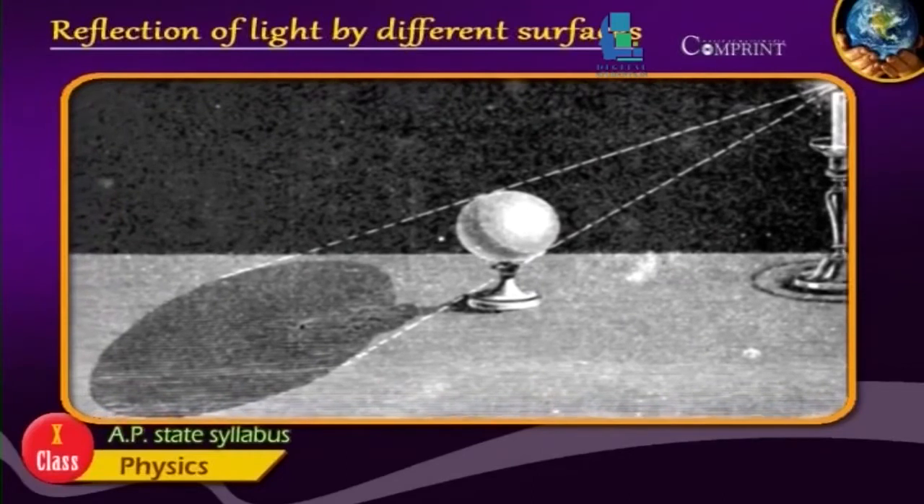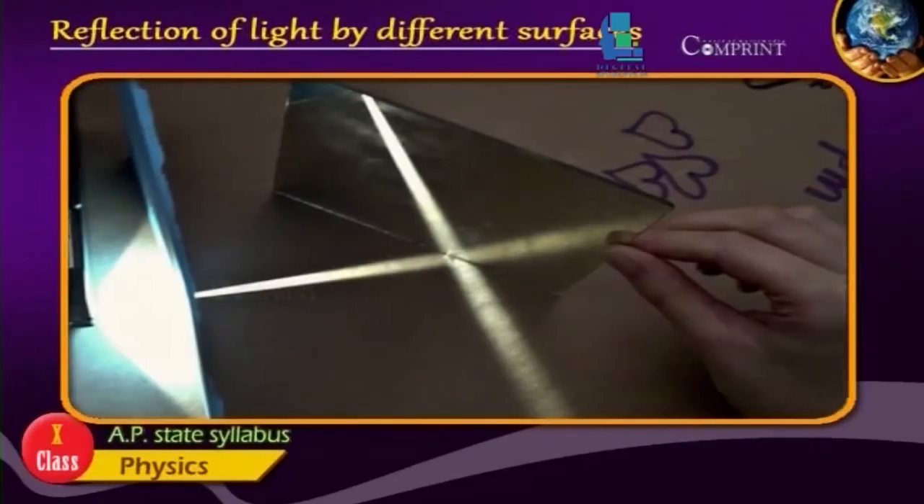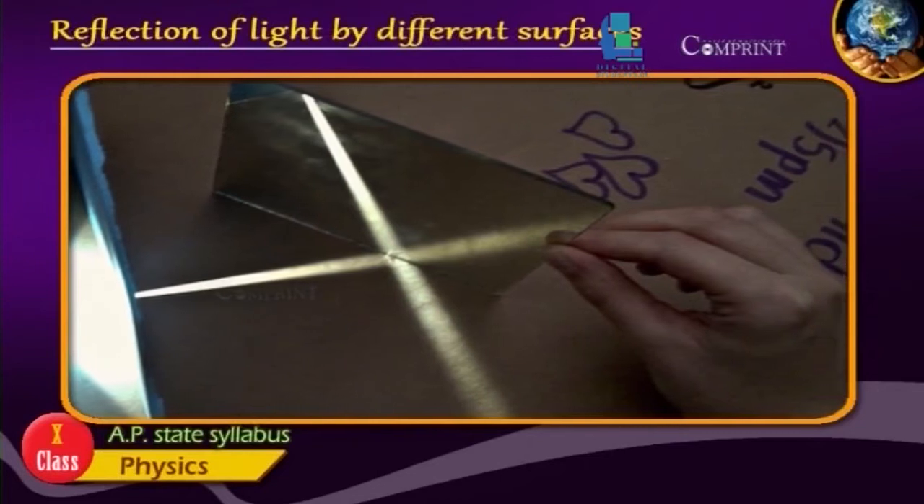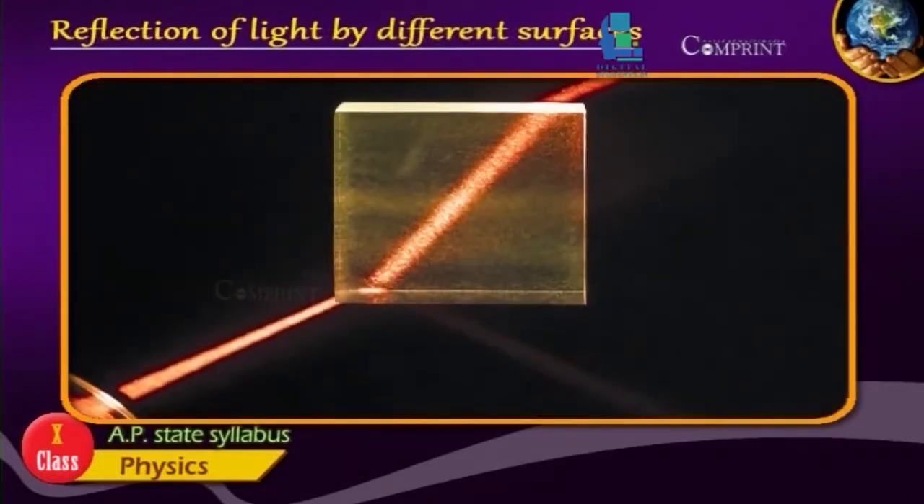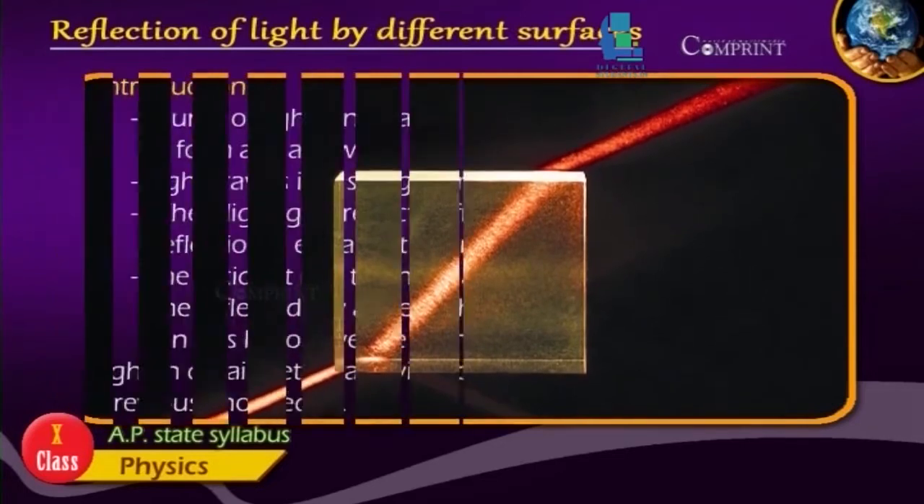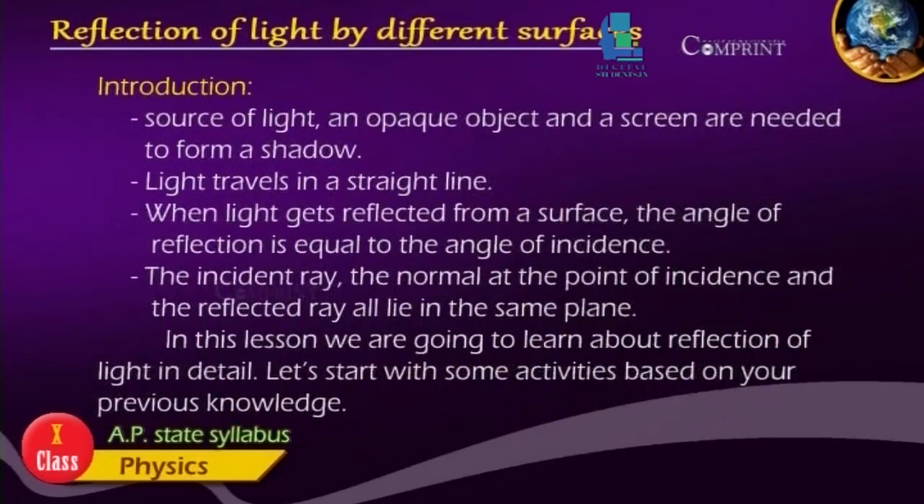When light gets reflected from a surface, the angle of reflection is equal to the angle of incidence. The incident ray, the normal at the point of incidence, and the reflected ray all lie in the same plane. In this lesson, we are going to learn about reflection of light in detail. Let us start with some activities based on your previous knowledge.